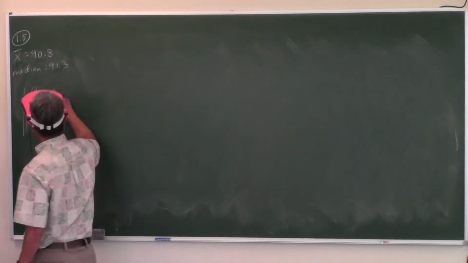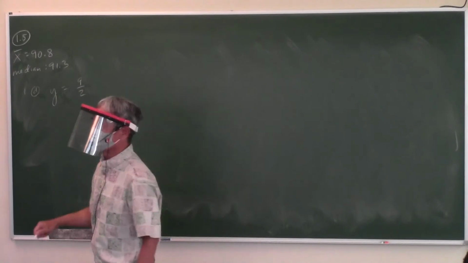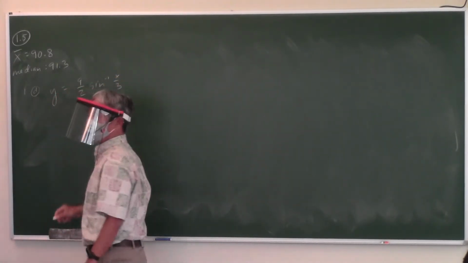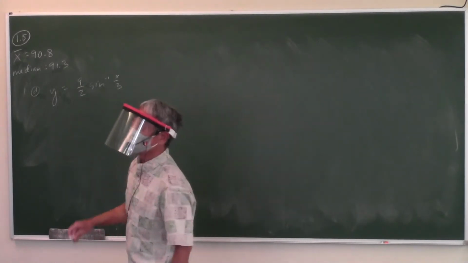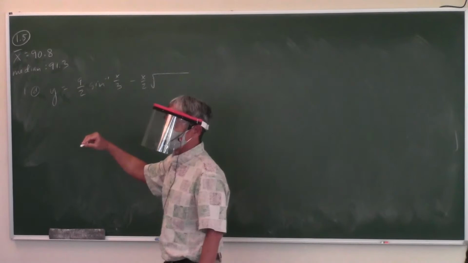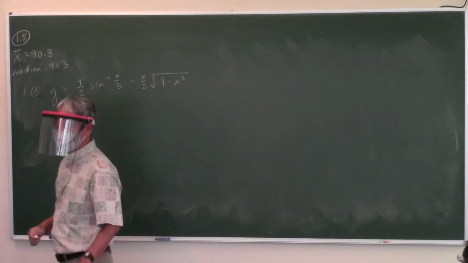Y equals 9/2, and you know the answer is going to be nice, right? Because that's the way I make them. 9/2 sine inverse x over 3 minus x over 2 root 9 minus x squared. Okay, compute the derivative and then simplify.